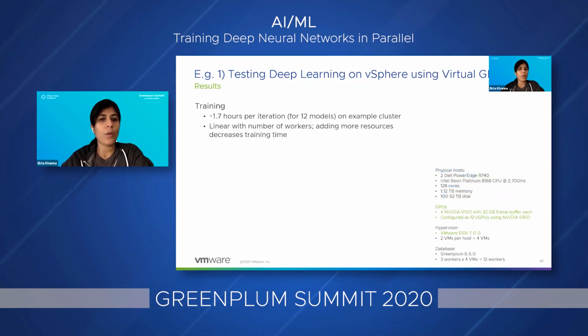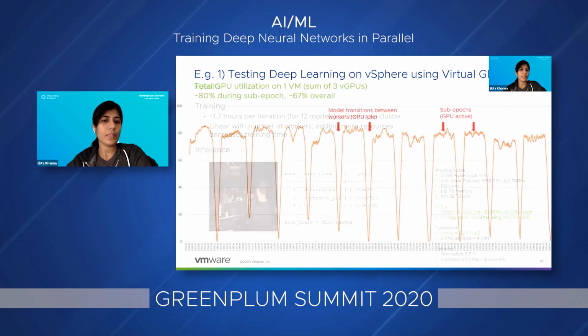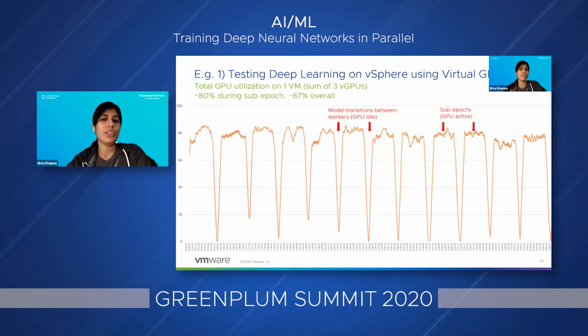So what we saw was it took almost 2 hours per iteration, which would scale with adding more nodes. And the inference using the model that we trained was pretty accurate to the actual image that we see here. Next slide.